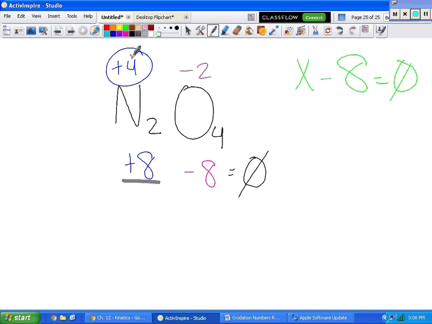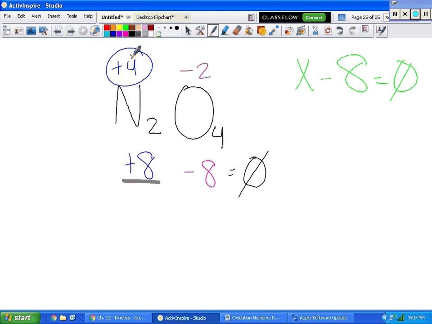In this compound, how many nitrogens are there? 2. Each nitrogen, first question, giving or taking? How do you know it's giving? It's happy, it's positive, right? It's a good thing. So each nitrogen is giving 4 electrons.